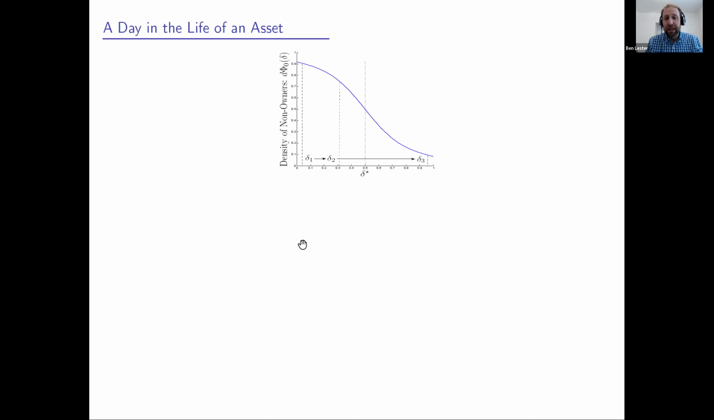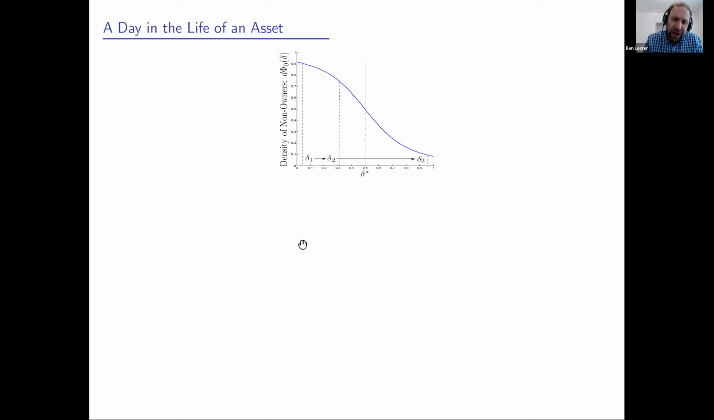Okay, so how does this benchmark model work? I showed you some equations, but I want to give you a better sense of how it all works, how it feels. So, as a sort of nod to the Beatles, let's think about just a day in the life of an asset. What happens to an asset as it gets traded over time?